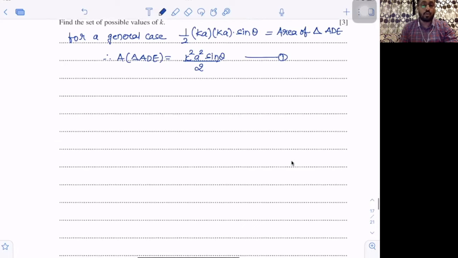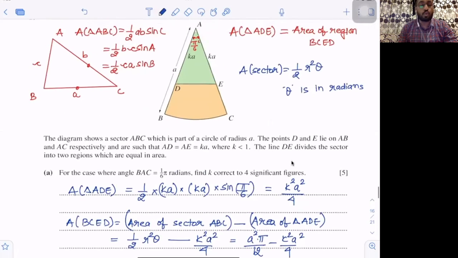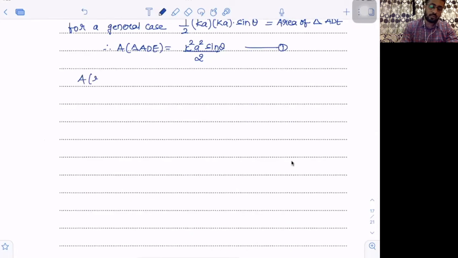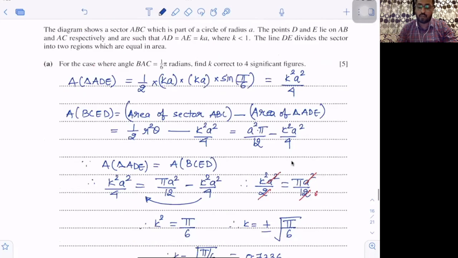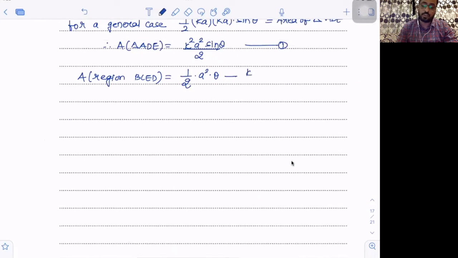Now let's get the area of the region BCED, right? Region BCED. So it's going to be again area of the sector, which is half r square theta, minus area of the triangle. So area of region B, C, E, D. That's the area of the sector. So half r square. R is a radius, but the radius, if you can see, is a. So half a square theta. The value of theta is not known to me. Minus area of the triangle. So it was k square, a square sine theta upon 2.